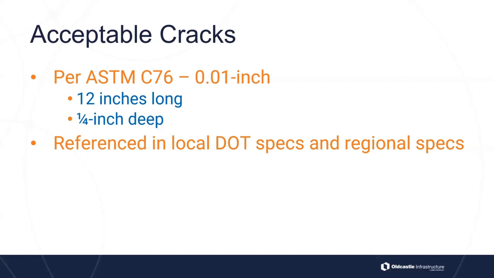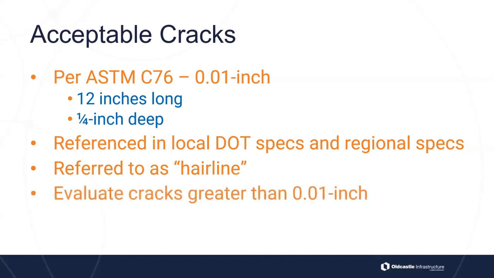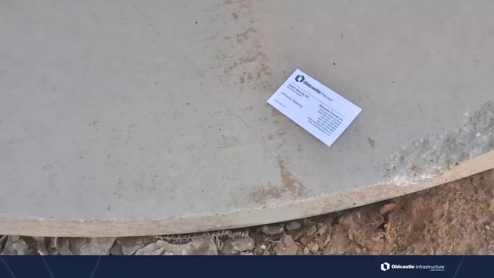And so almost every single spec that I've read has referenced ASTM C76, and it refers to these as hairline cracks. Okay, so anything a hundredth of an inch or smaller, these are hairline cracks. Anything over a hundredth of an inch, typically you want to have an engineer look at that and evaluate it. Now, I want to show you what a hairline crack looks like.